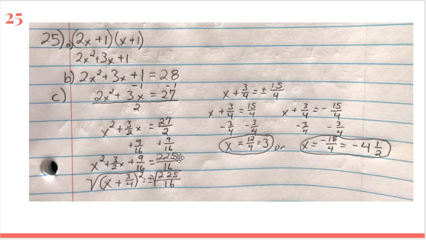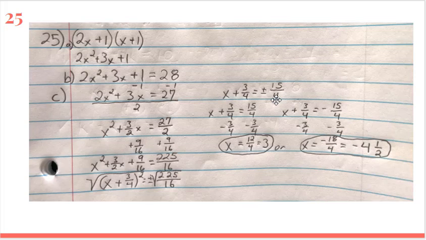So it works out. Here we have x plus 3/4, the quantity squared. That's our perfect square over here. We take the square root of that. On this side, we take the square root of 225 over 16, plus or minus. Do not forget your plus or minus. That's really important. So we end up with x plus 3/4 equaling plus or minus 15 over 4.